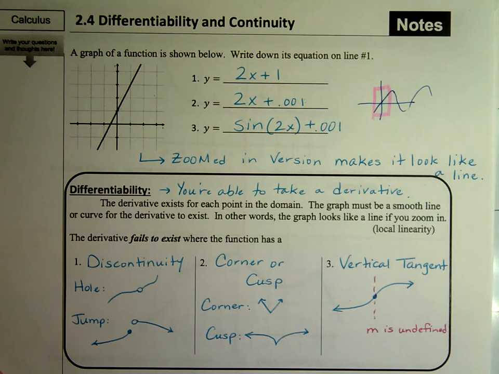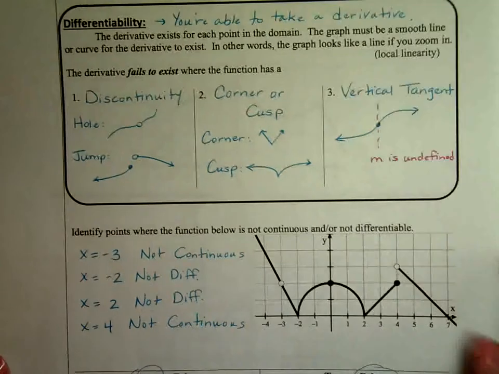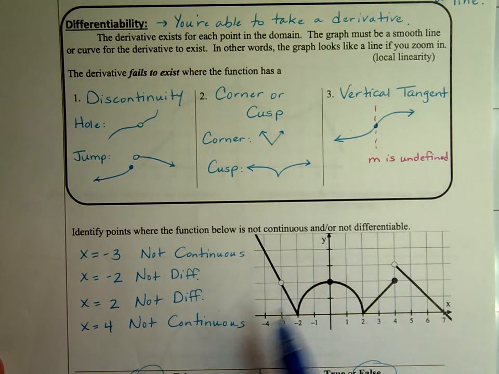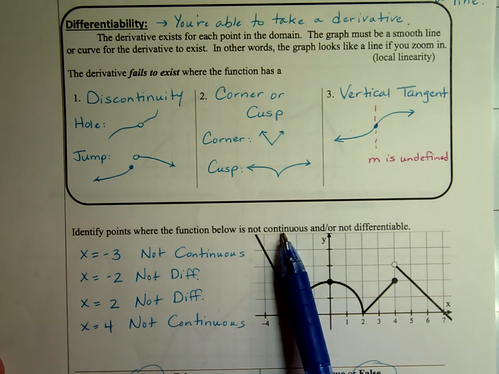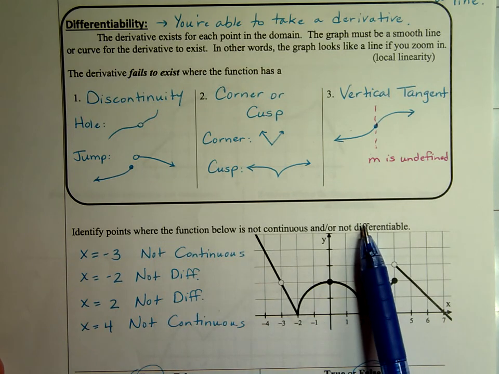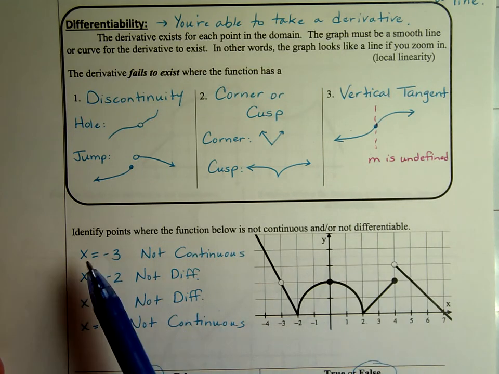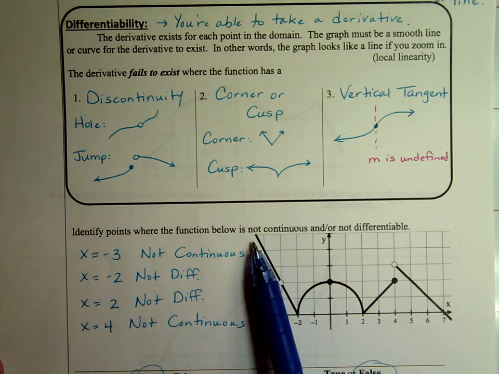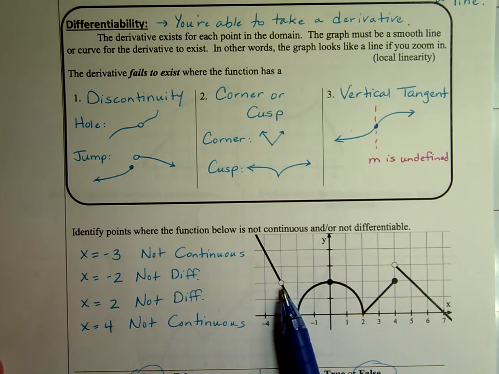So the first question he did with you is, okay, here's a graph. Look at it, tell me where it's not continuous and tell me where it's not differentiable, and/or. All right, I'm skating along, reading it from left to right. First place I come to is here. I have an open circle. It's not continuous. I have to pick up my pen.